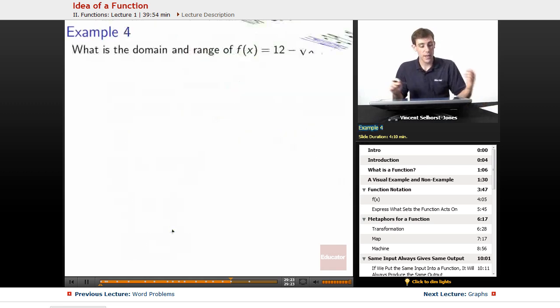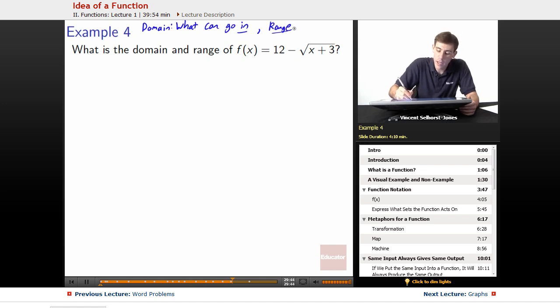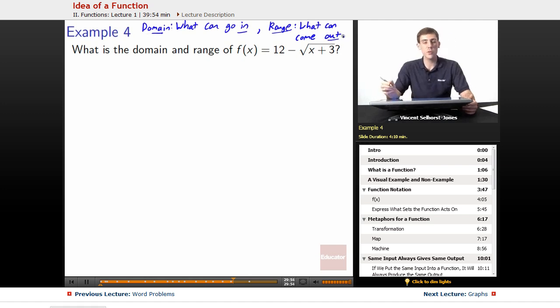Sweet. Next one. What's the domain and range of f of x equals 12 minus square root of x plus 3? What's the domain and range of this? Now remember, domain is what can go in. Range is what can come out. So what we first want to do is we first want to figure out, do the domain first. What can go in without breaking this function?